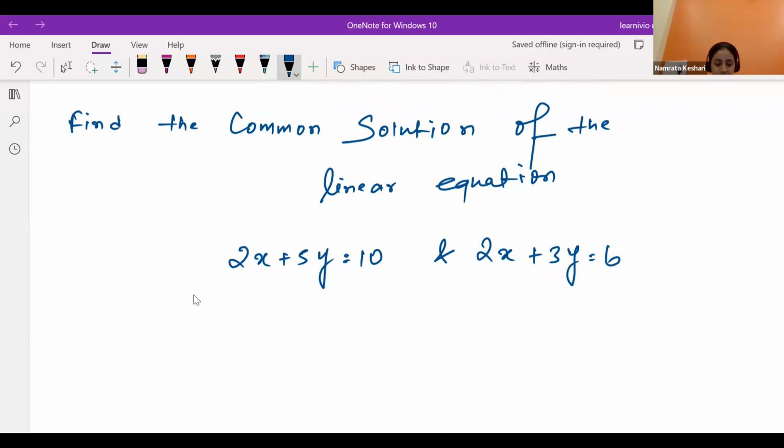And we have to just find how many solutions. Only one solution. One solution which is common for both of them. This is quite tricky. Think about that. Yes, ma'am, that satisfies both the equations. Okay.